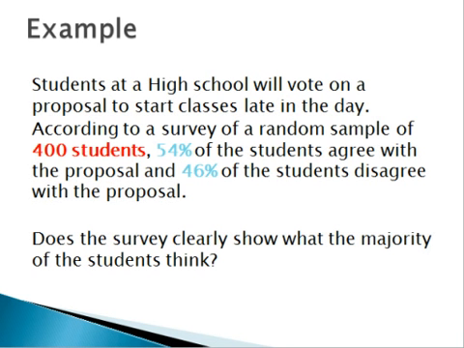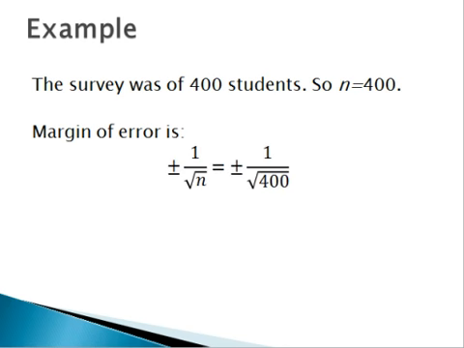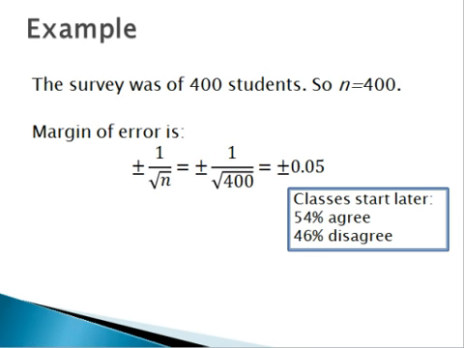400 students, 54 and 46, those are all of the values that we find in this example. And I always like to look at just the numbers before we actually start calculating. So the survey was from 400 students, so n is 400. Our sample size is 400. The margin of error is calculated by plus minus 1 over the square root of 400, which gives us a value of 0.05. Right? It is margin of error is always plus minus, so it's plus minus 0.05. And remember, your calculator will not show you plus minus. You got to do that yourself.